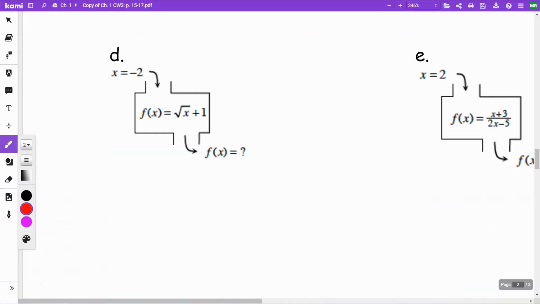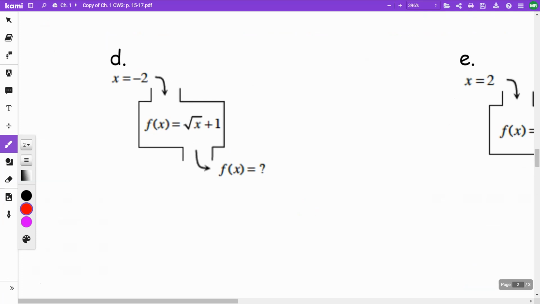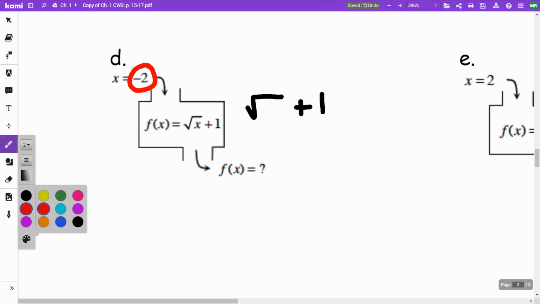Okay, so on the next one, we are going to be putting in a -2. There's going to be some here that are going to be a little tricky. This is one that's a little tricky. So I'm going to be taking the square root of something and then adding 1. I'm taking the square root of a -2.